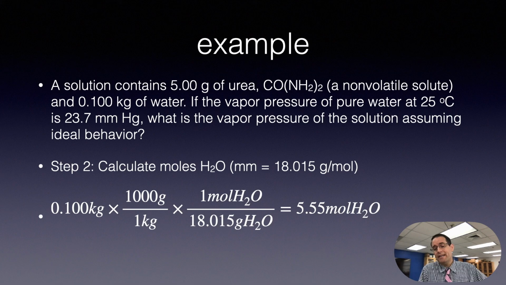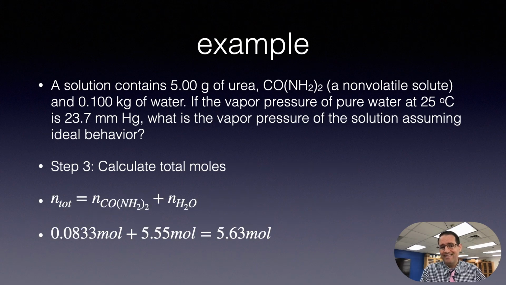Step 2, you want to calculate the moles of water. So we got 0.100 kilograms. That's equivalent to, multiply by 1,000, yes, 100 grams. And then we divide by the molar mass, 18.015, and you get 5.55 moles of water. Okay. Step 3 is to calculate the total moles. And remember, the total moles is equal to the moles of water plus the moles of our non-volatile solute. Okay. In this case, remember, it doesn't break up to form ions. It's just one thing there. So it's a total of 5.63 moles.